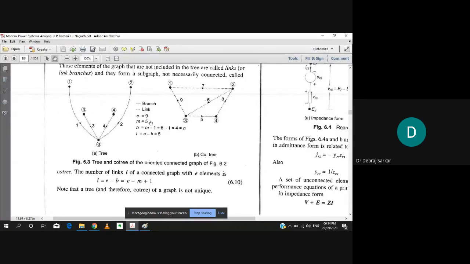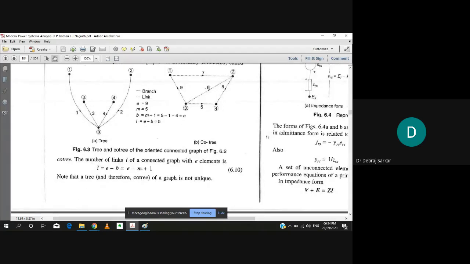The value m is the total number of nodes. The total number of nodes is 5, including the 0. The number of branches should be equal to the total number of nodes minus 1. That means if you remove one node, the number of nodes you are left with is the number of branches you should have. The rest of the elements should be links. So E minus B should be 5. Got it?